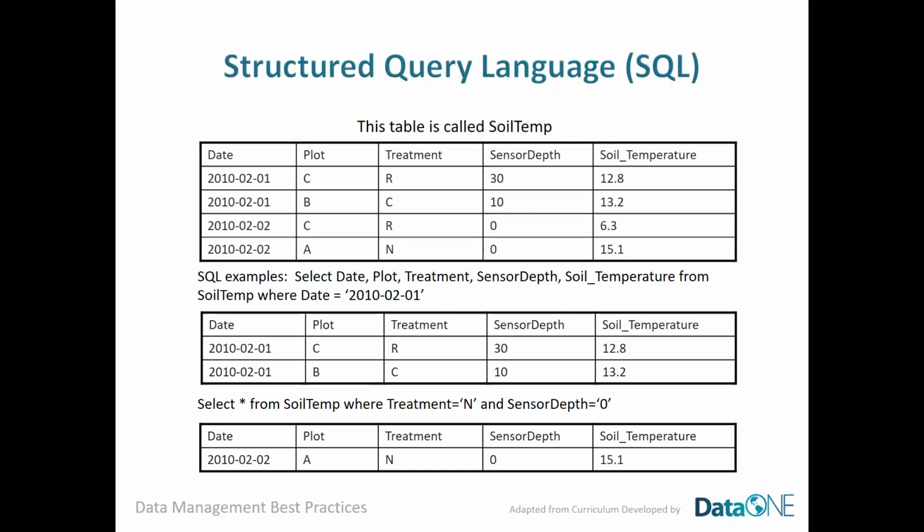You also can create a select statement that returns all records from the table soil temp, where the treatment equals N and the sensor depth equals 0. So from this example, you can get a sense of how easy SQL is to use to subset data based on different criteria. You can even run calculations on the data within the tables and use the calculated values to create new tables.